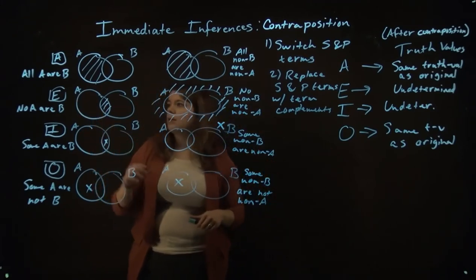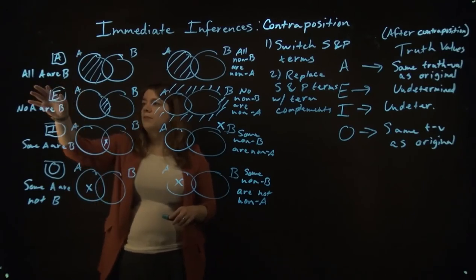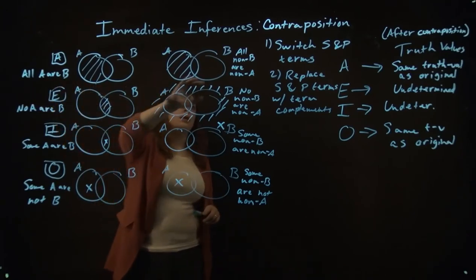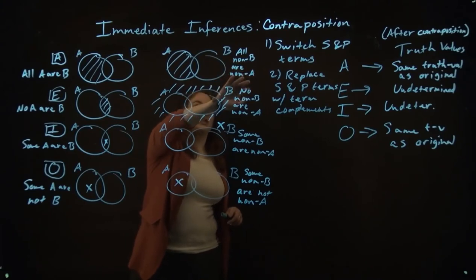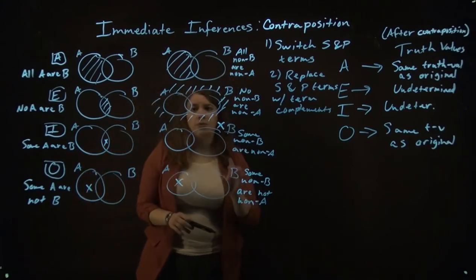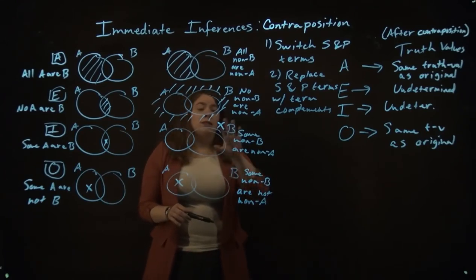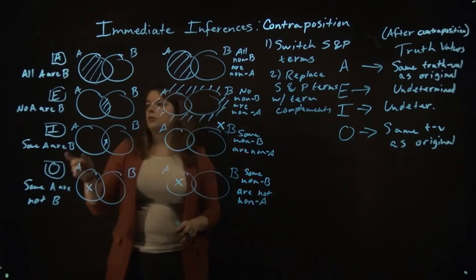So as you can see here, we have our AE and IO statements, and so it would look like the following. So if you have all A are B, you'll have all non-B are non-A. You've switched those terms, and you've put in the complements. You've put in basically everything that exists outside of the class of those terms.